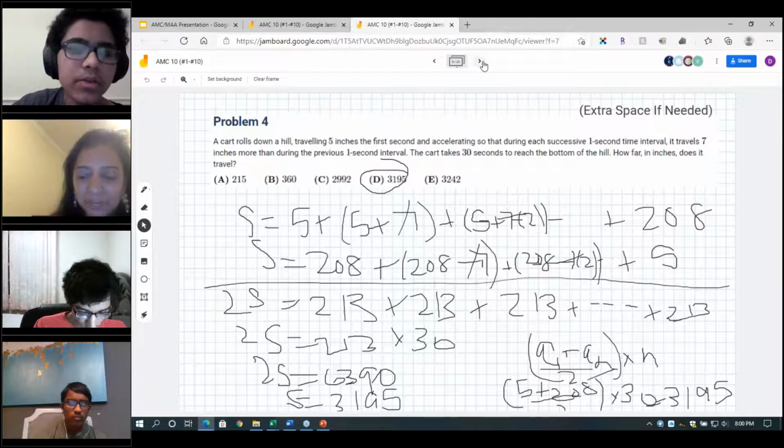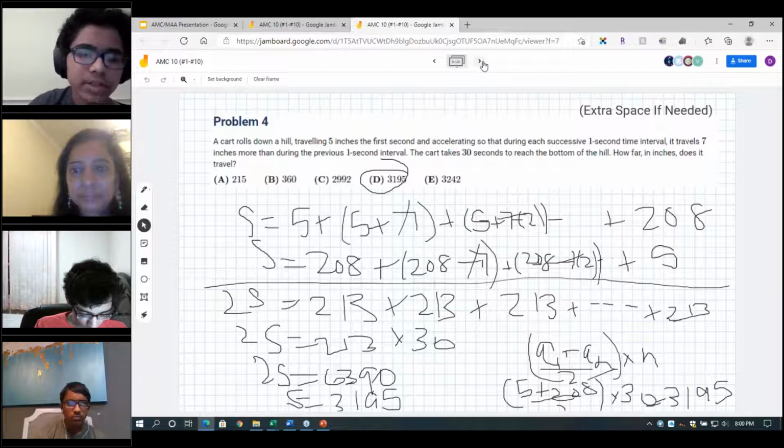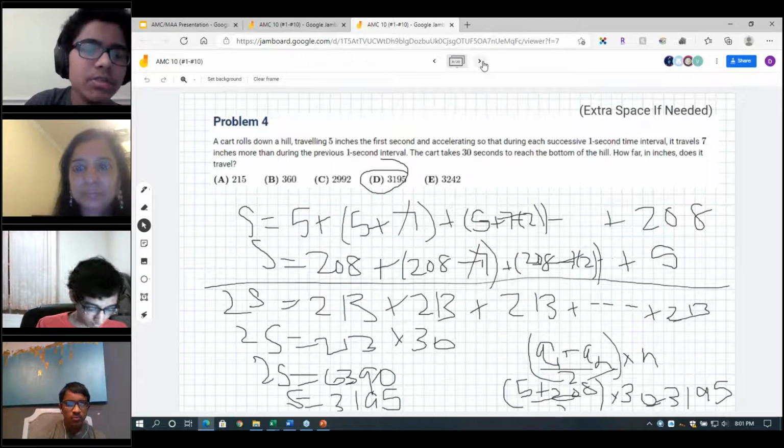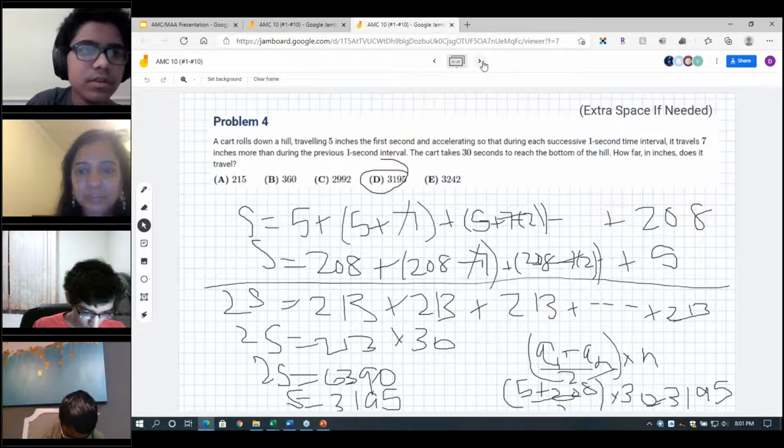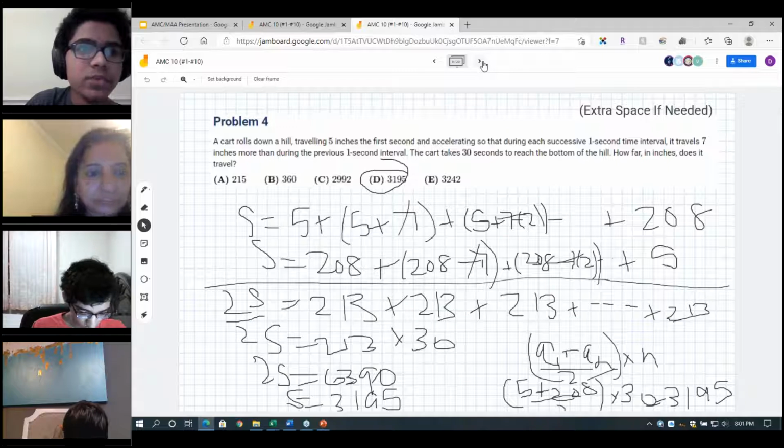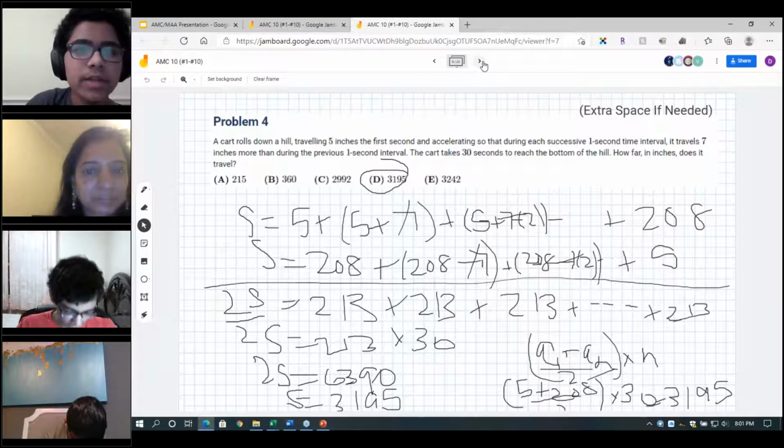To find the sum quickly, we can reverse this sequence. 208 is the last term. Since we were adding to get to 208, we can subtract to get to 5, which is basically reversing this sequence. So the second term would be 208 minus 7, then 208 minus 7 into 2, all the way till 5. Now, if you notice, when you add these sequences, you get 2s on the left-hand side. And on the right-hand side, 5 plus 208 is 213. Then the second term, 5 plus 7 and 208 minus 7: when you add these two, the positive 7 and negative 7 cancel out. So you have 213. Third term, 5 plus 7 into 2, and 208 minus 7 into 2. The 7 into 2 cancels out. So you again get 213.